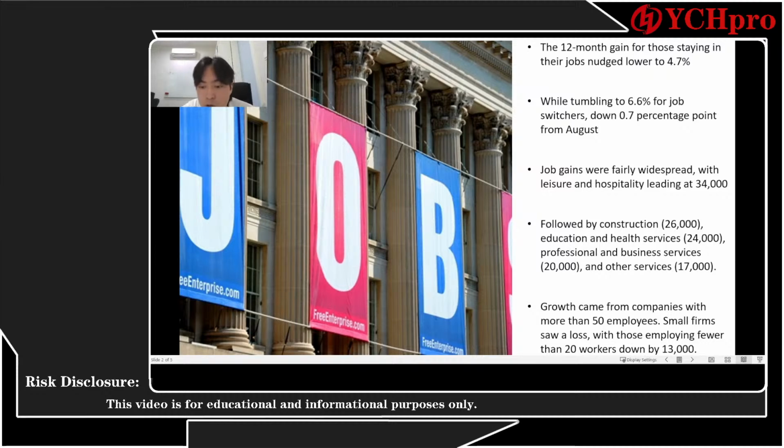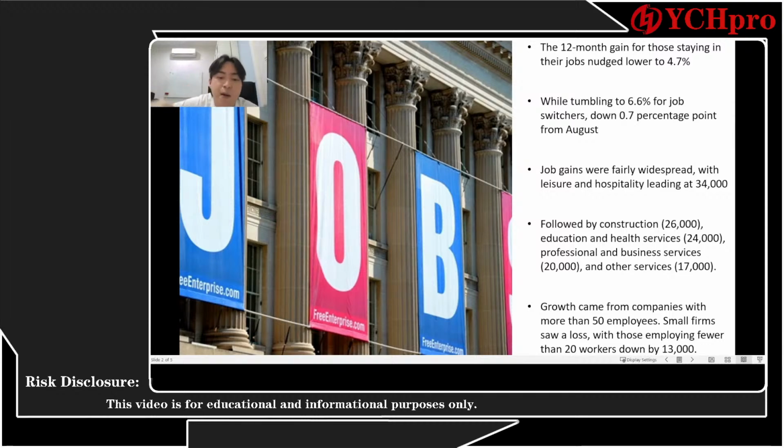Okay, the growth came from companies with more than 50 employees, and the small firms have been seeing a loss, with those employing fewer than 20 workers down 30,000. From this data, we can see that the gain is much more from the bigger companies. The smaller companies have been shrinking, which is not really a good thing in the longer time frame. From what we can see right now, the service industry is going stronger and other industries have been going lower.